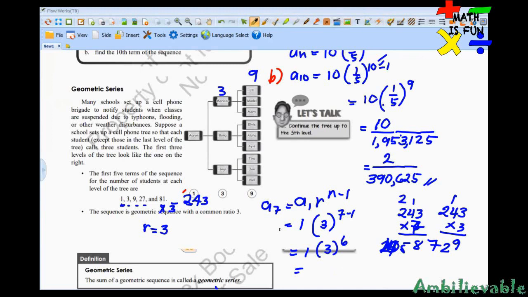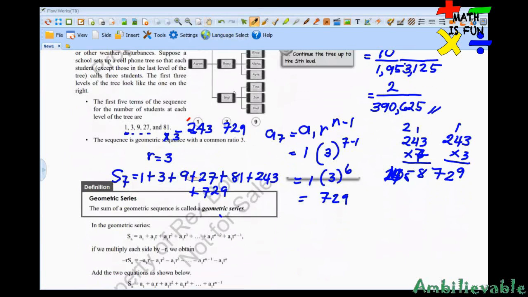Now, if we will be adding those, let us get the sum until the 7th level. So we have 1, please add it on your calculator, plus 3, plus 9, plus 27, plus 81, plus 243, and plus 729. Please add it on your calculator. Hanan, what's the final answer then? 1,093 po. Okay, very good. 1,093. So those are the number of students who will be calling.